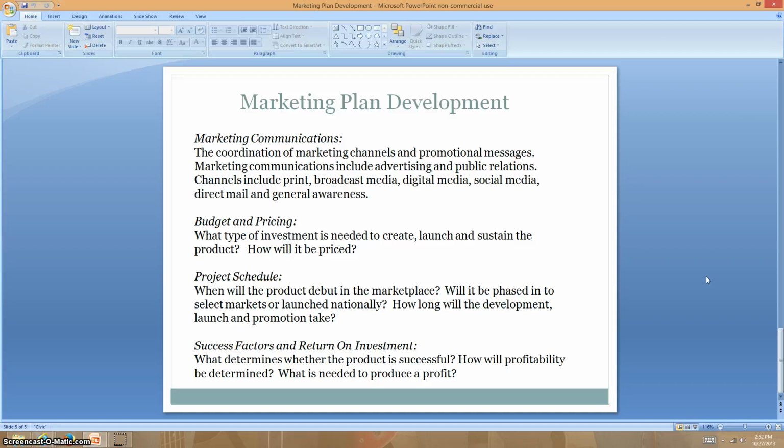Product schedule. When will it debut in the marketplace? Is it going to be phased slowly in select markets or then launched nationally? How long will the development, launch, and promotion take? And then finally, the most important thing, profit. What determines whether the product is successful or not? So many times folks spend a lot of time in the planning phases but not enough in the evaluation phase. So how will profitability be determined and what is needed to produce a profit?